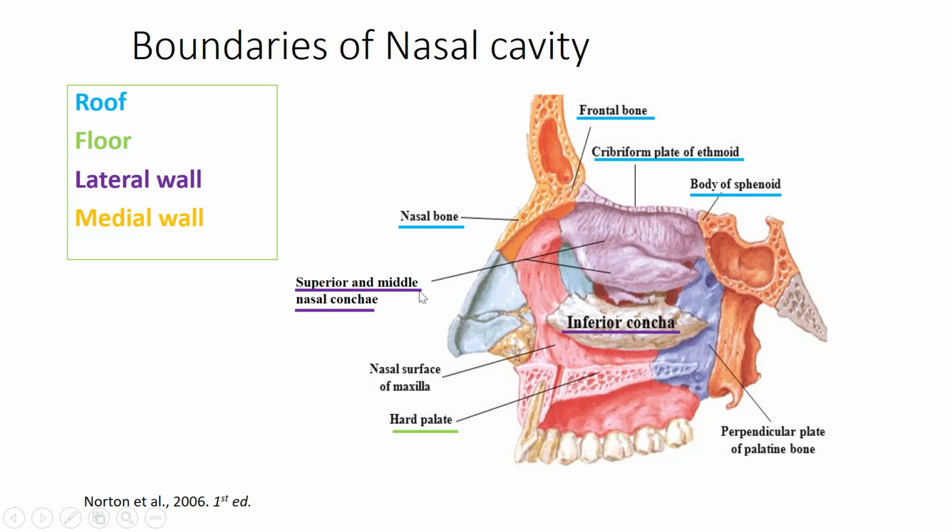And the lateral wall is made of the superior, middle, and inferior nasal concha, and also the meatus that are in relation to them. Anteriorly, we have the anterior opening or nares, and posteriorly, we have the posterior opening or the choana that will open into the nasopharynx.